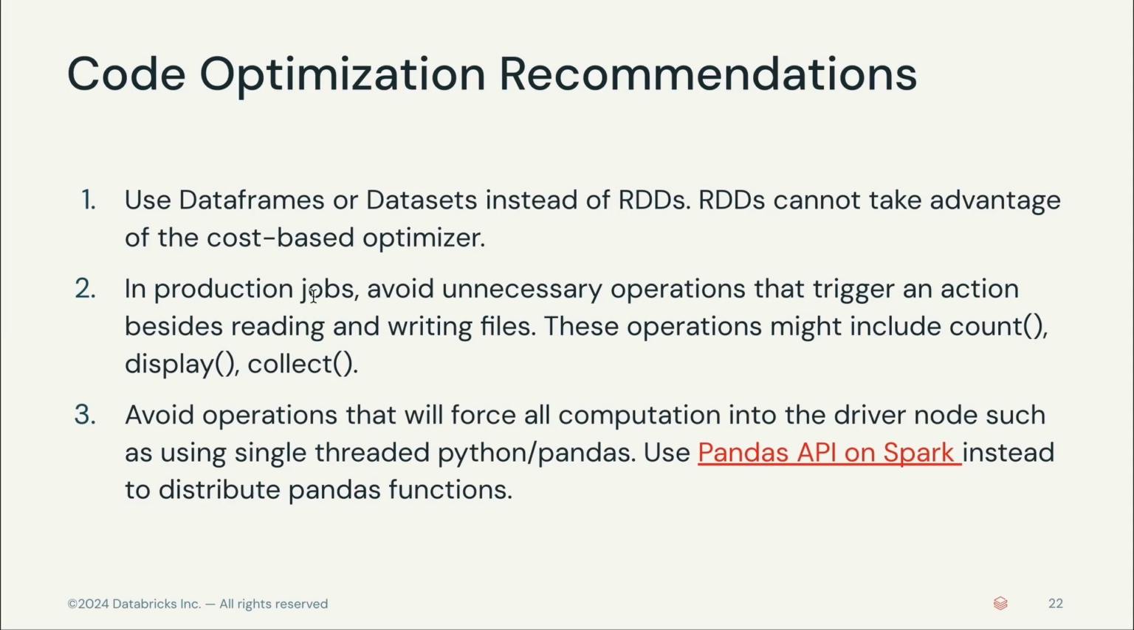In production jobs, don't use operations that will trigger an action. So actions are the things that actually carry out the work, right? So we can define a data frame, for example, without actually causing a trigger of an action which is actually going to perform work on that data frame. Things like display, right? So if we're running a production job, we don't necessarily have to display the output of a data frame, but that's an action that will cause that data frame to be computed. It'll be calculated, it'll be run.